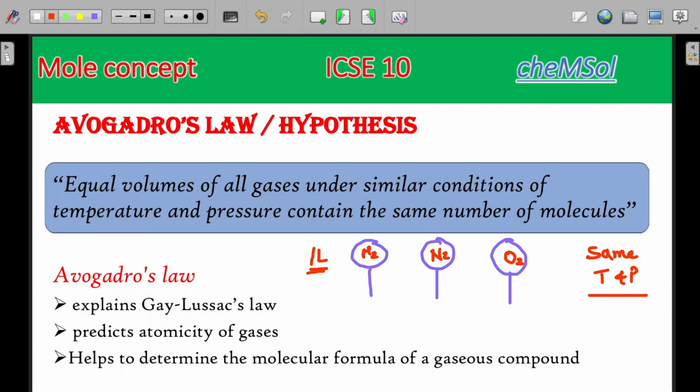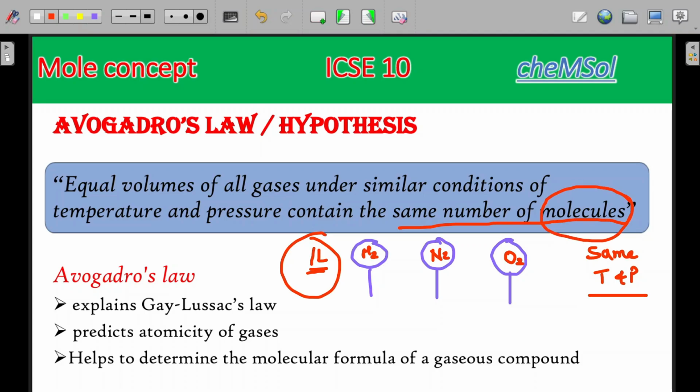So all the three balloons are in your room only. You are not keeping one balloon outside, because outside it may be more temperature. So you have to keep all of them at the same temperature and pressure. So what Avogadro's law tells us: when equal volumes of all gases, so all the three gases have equal volume, that is 1 liter, then they will have the same number of molecules.